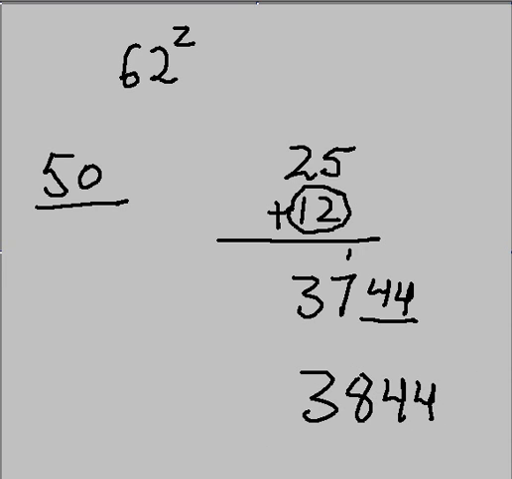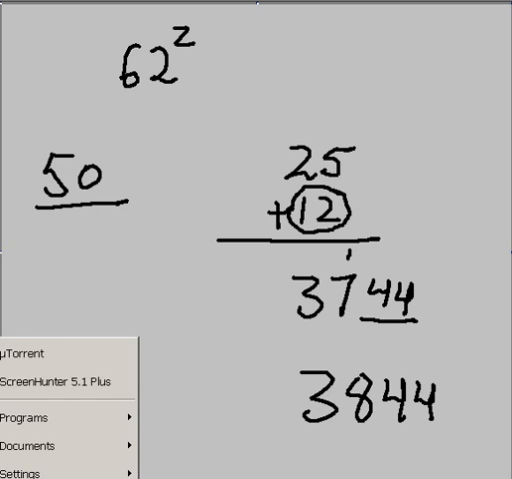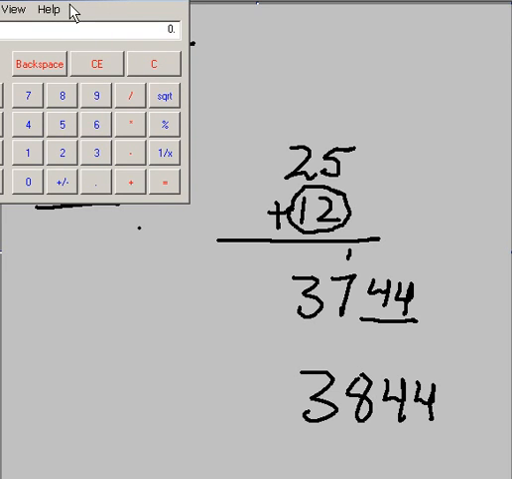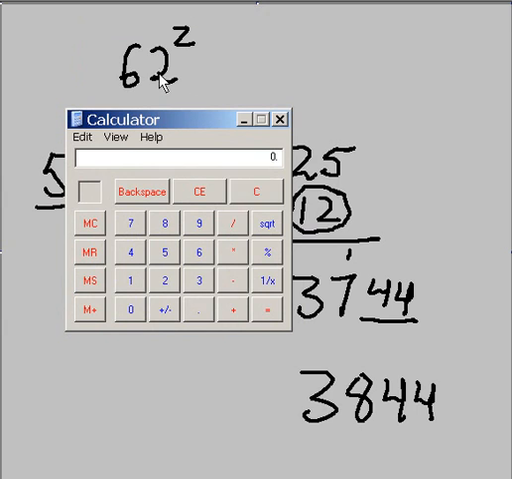No, it can't be my answer. It can't be that simple. Let's find out. Run the calculator. And it is 62 times 62. Whoops, that screwed up. Hold on. 62 times 62 equals 3844. Exactly what we have here. 3844.